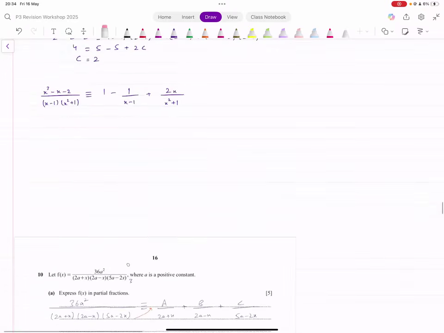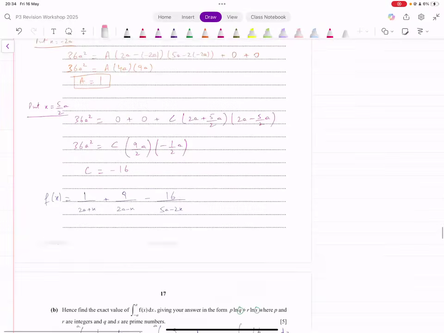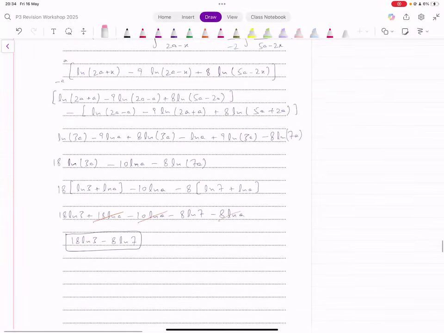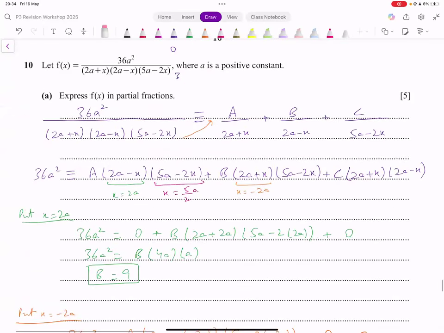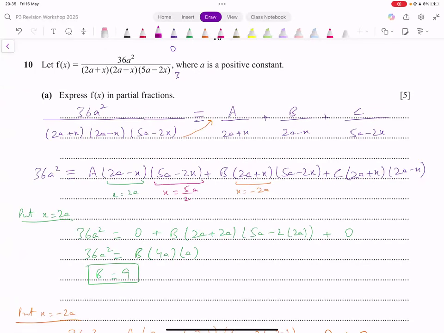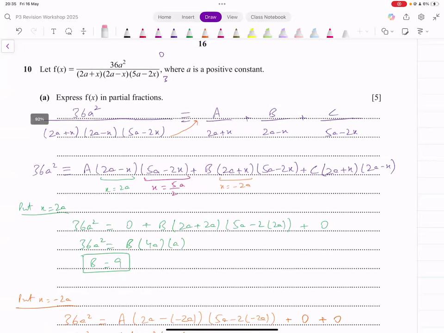One last example from a recent paper. So they can have these constants here in partial fractions sometimes as well. So this is 36a squared divided by 2a plus x, 2a minus x, 5a minus 3x. Now, 5a minus 2x, they've tried to make it a bit more complicated by introducing the letter a there. How would you do this?